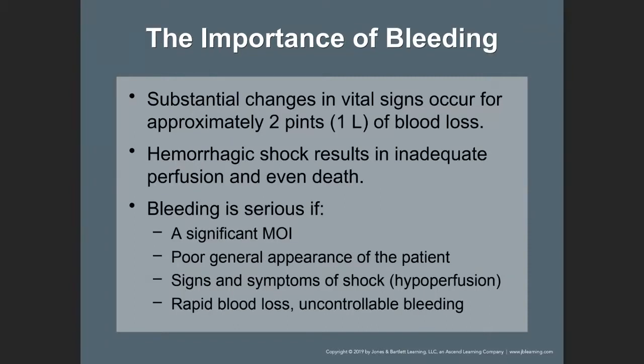Importance of bleeding. Substantial changes in vital signs occur for approximately 2 points. That's 1 liter of blood loss. Hemorrhagic shock results in inadequate perfusion and it can lead to death. Bleeding is serious if a significant MOI is present, poor general appearance of the patient, signs and symptoms of shock or hypoperfusion are present, if there is rapid blood loss or the bleeding that is occurring cannot be controlled. This is serious.